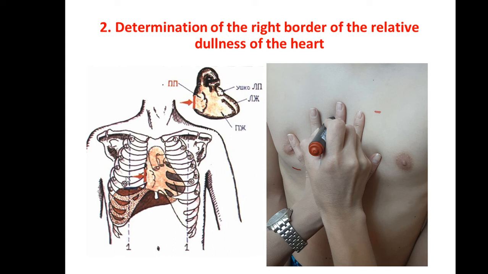The right border of the heart is detected at the fourth intercostal space. After getting diaphragmatic dullness, you go one space above to the fourth intercostal space, and you percuss centimeter by centimeter in the direction of the sternum. At the border of the sternum in the fourth intercostal space, or 1 centimeter outside from the sternum, this is the normal right border of the heart.